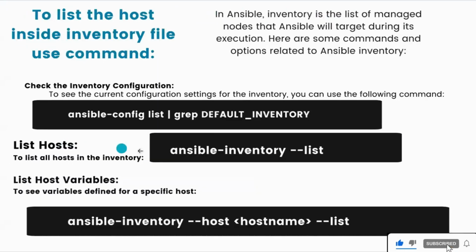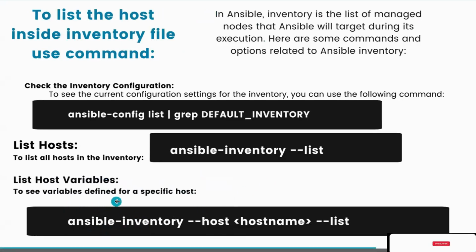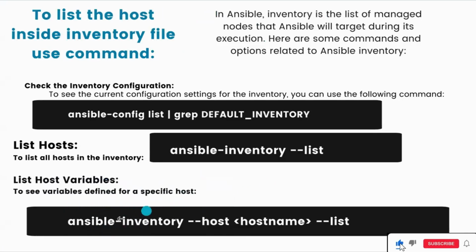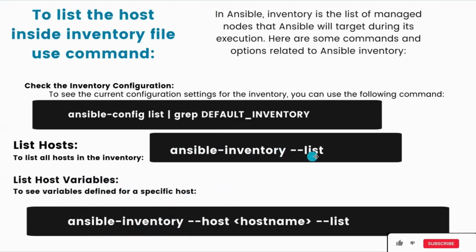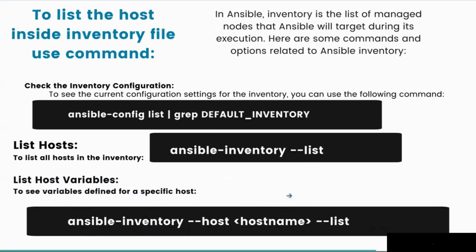Okay, so these are the basic commands and you have to try them. An Ansible inventory is used to see variables defined for a specific host. So you have to use ansible-inventory, and pass all the parameters here, --host with the host name, and --list. Okay, so this is what you can do easily.